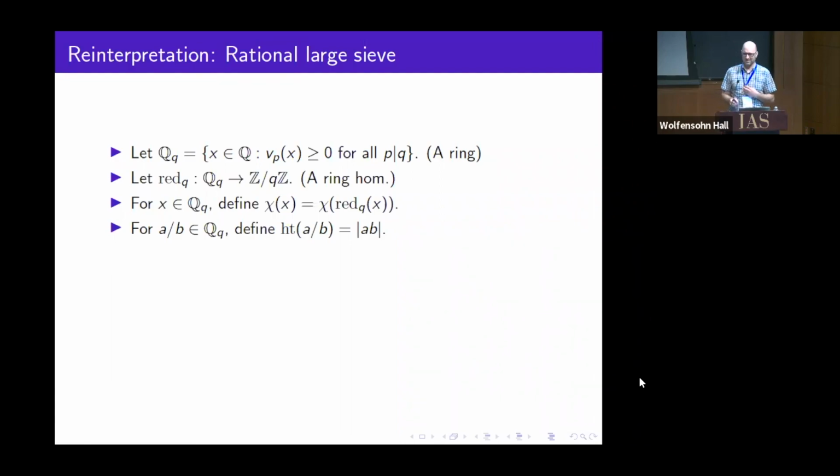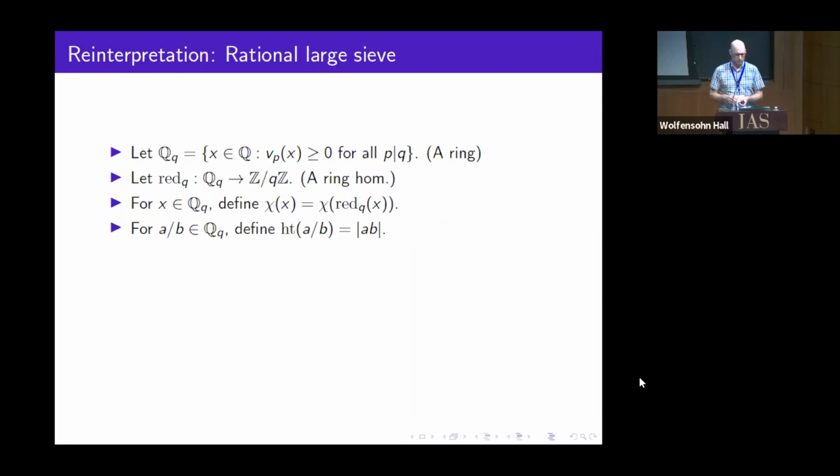So there's a way to think about all this in terms of sieving rational numbers rather than sieving integers. So okay, I don't like the notation that I'm using here, this q sub q. It's not the p-adics. So you take the rational numbers whose denominator is coprime to q. Okay, that's what the set is. So this is a ring.